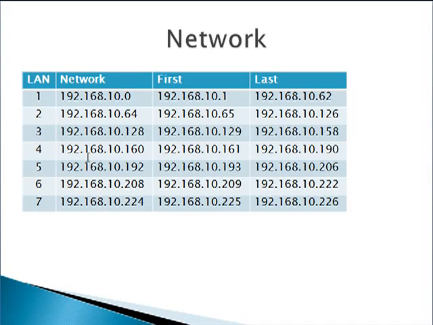Alright, so these are your networks right here. First one's 192.168.10.0. These are your first and last host addresses. Anything in between those will be usable host addresses for the first network. Second, same scenario. 64 is your network address. 65 is your first usable. 126 is your last usable. Anything in between there belongs to network 2. Okay.